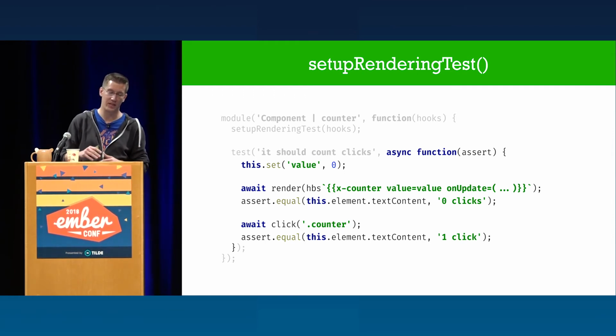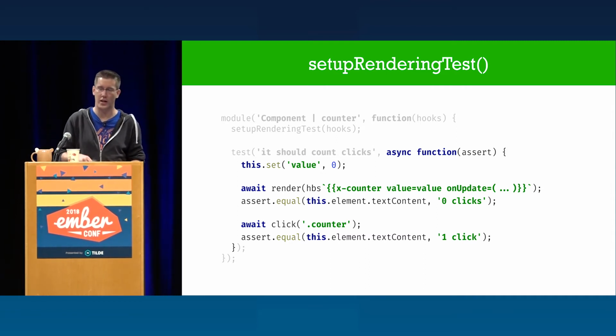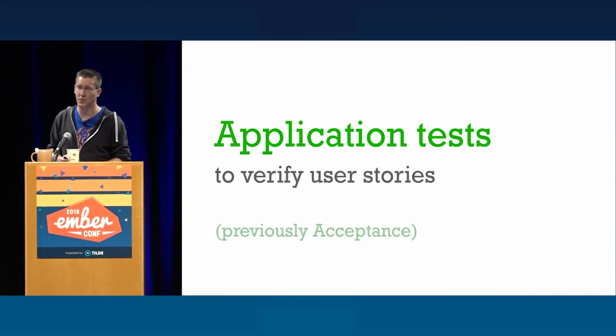So that is why in this case, in the new APIs, we are explicitly asynchronously awaiting the result of the render function. Right? After that, we can just run assertions like we would normally do. We can use the click helper in this example to click on the counter, run assertions again, and it just works, basically. The fourth kind of test we can write is a so-called application test.